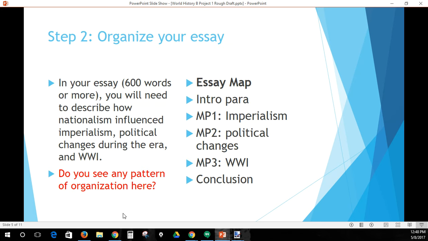The next thing that you want to do, once you've turned the topic into a question with a question mark, you need to organize your essay. Now, sometimes your organization for an essay is given to you in the topic. Sometimes it is not. You'll notice in this topic that it is given to you. It says, in your essay, you will need to describe how nationalism influenced imperialism, political changes, and World War I.